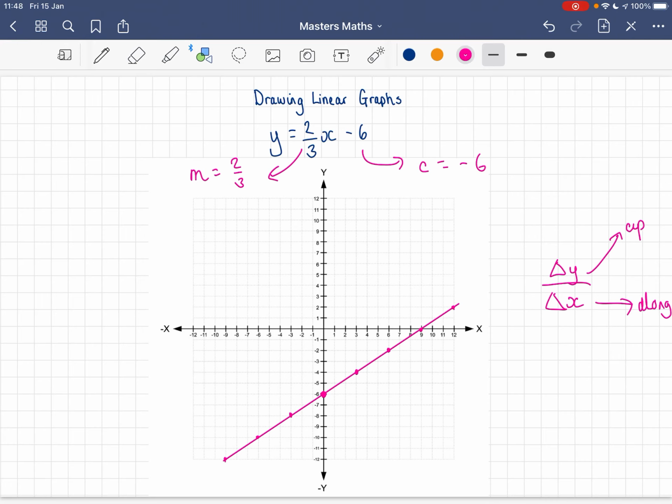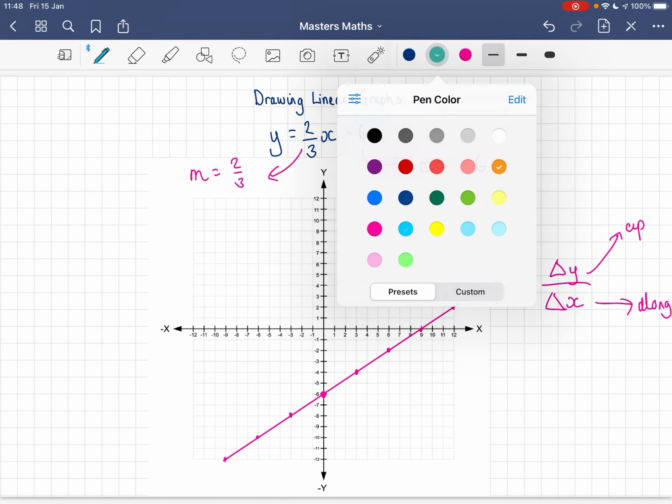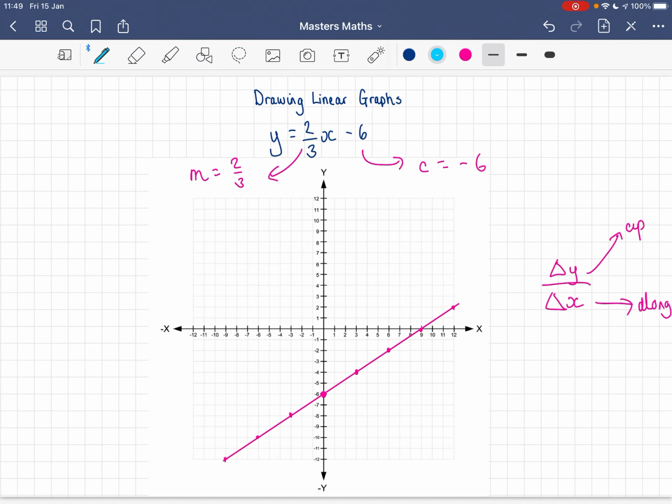Lovely. Okay, I've just realized I haven't put in a negative gradient. So just to look at that. If I have the graph y equals -3x plus 6, to draw a negative gradient, this time my gradient is -3 and my y-intercept is +6. So I'm starting my graph at 6.